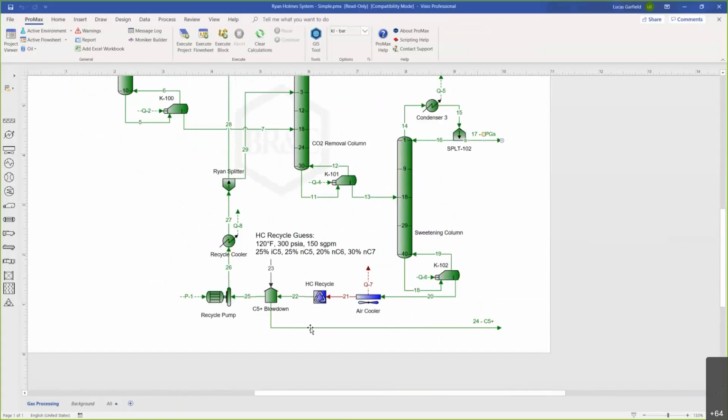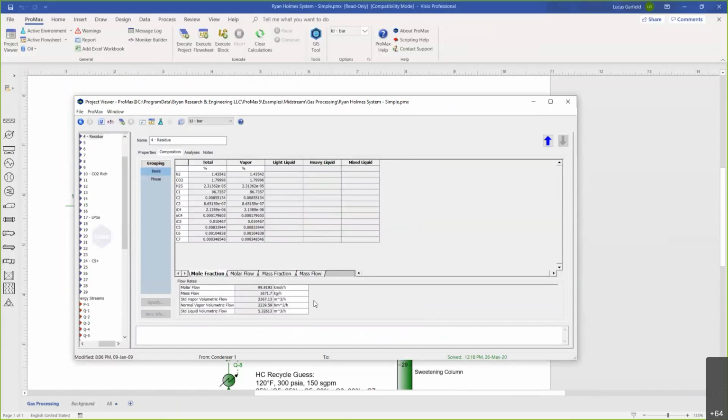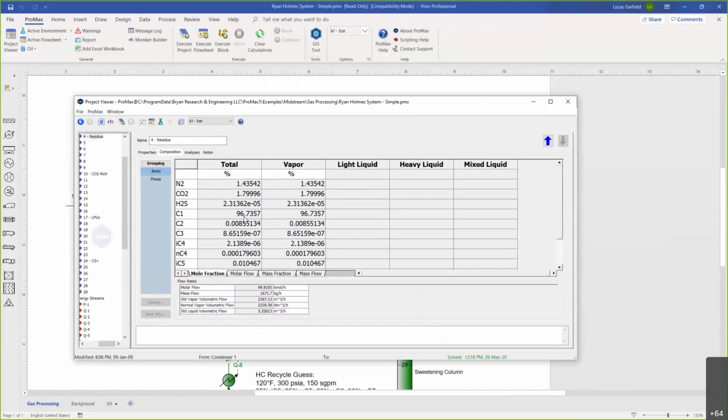And then we've also got this purge stream. So we're producing an LPG product here, a natural gasoline product, a high purity, high pressure CO2 product, and residue gas that's basically pipeline ready. If I open that residue gas stream and go to composition, it's really high purity methane.